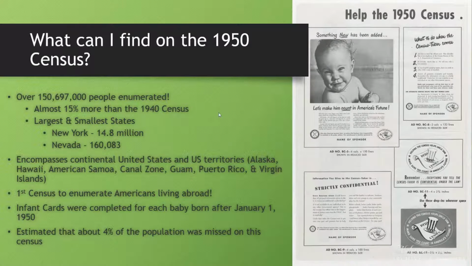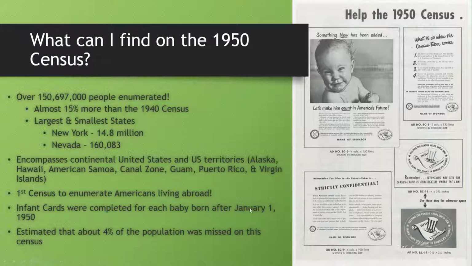This is the first census to enumerate Americans living abroad. So if you have a family member that you're researching who may have lived in Europe or somewhere else outside of the U.S., you possibly can find them on this census. This is also an interesting thing they did, where they had infant cards which were completed for each baby that was born after January 1st, 1950. And that's kind of like with the little image here. This little ad is showing you that they're going to be doing infant cards.